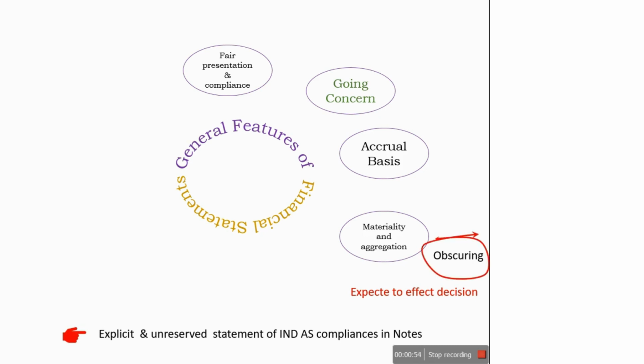A new concept has been brought in this amendment, that is obscuring. Information will be considered obscured if it has the same effect as omitting or misstating the information. For example, a material item, transaction or other event scattered throughout the financial statements will be called obscuring. Another example, if something is disclosed in language that is vague or unclear, it will be considered obscuring of the information.